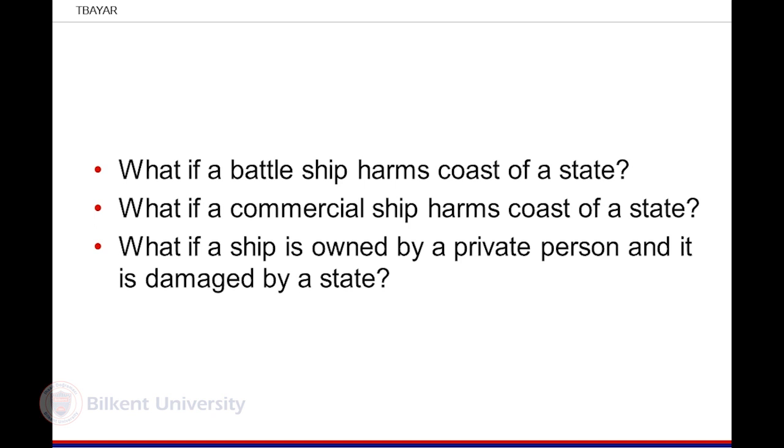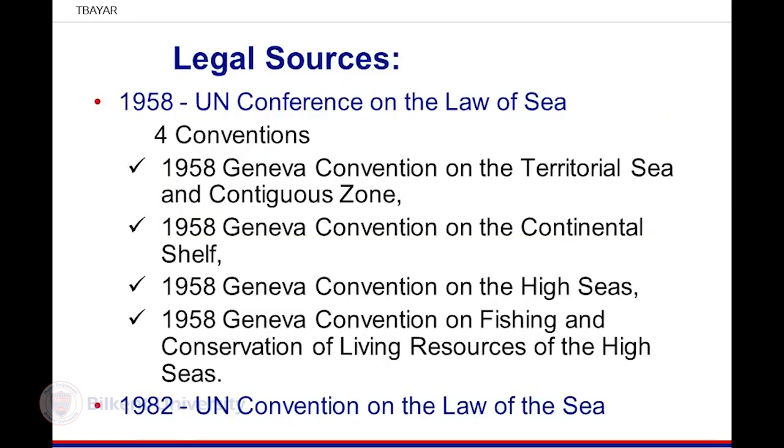Abramovich is quite famous for the yachts he owns, right? And they're expensive, huge yachts. What if it is damaged by a state? You have already studied state responsibility, so that part is okay for you. The first two questions require knowledge of international public law, international private law. We'll come to that.